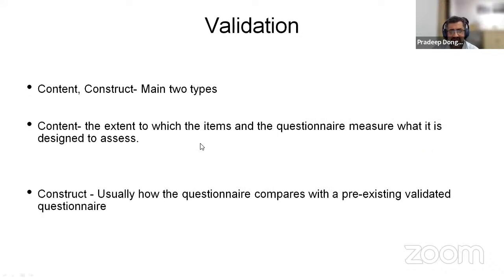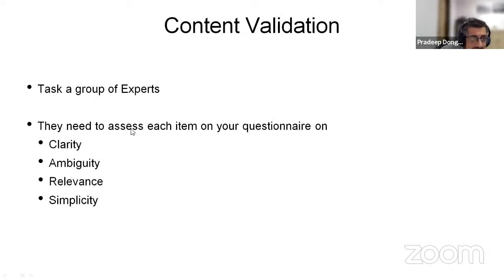Validation is of many types. Main among them are content validation and construct validation. Content validation is the extent to which the item and the questionnaire measure what it is designed to assess. Generally, content validation is done among experts. We'll look into that a little bit later. Construct validation is usually how the questionnaire compares with a pre-existing validated questionnaire. For example, for a pain scale, you want to measure pain using a survey for chronic pain. You can compare your questionnaire to a pre-validated questionnaire. For example, a VAS score or an NRS can be used. We'll go into the depth of that later on.